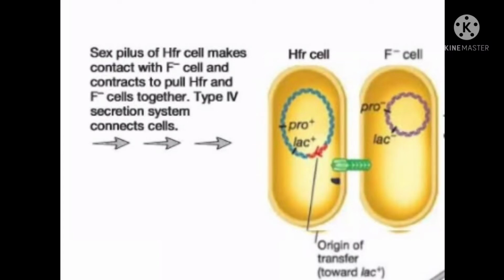Here in that F minus cell, in the main bacterial chromosome, some genes are written as lac minus and proline minus. Lac minus means they cannot utilize lactose, because the gene required to utilize lactose is mutated here. That's why it is non-functional, and that's why it is written lac minus. Similarly, the proline biosynthetic gene is also non-functional or mutated. That's why it is also written as proline negative or minus.